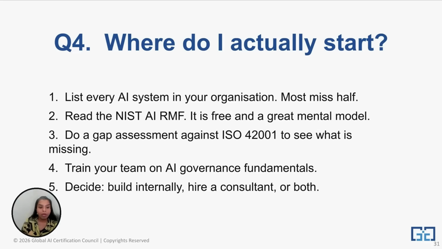So number 1, list every AI system in your organization. Most organizations miss half, because whether you know it or not, your employees are currently using AI without you even knowing about it. So it's important to list all of them.